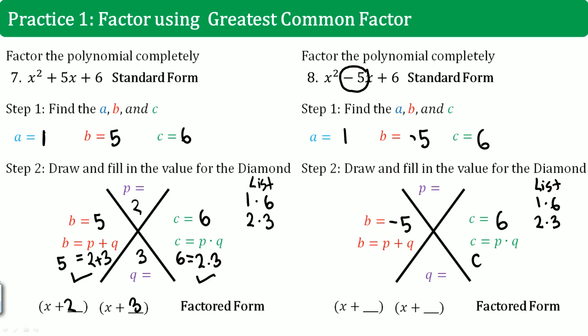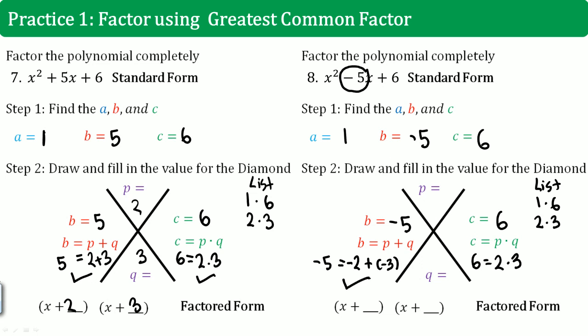Notice now I'm going to try the same numbers, 2 times 3, which gets me my 6. So that works. The issue is when I add 2 plus 3. Does that get me negative 5? No, that does not. To get negative 5, I have to use negative numbers. So I could do negative 2 plus negative 3. If I do that, it checks out to make negative 5.